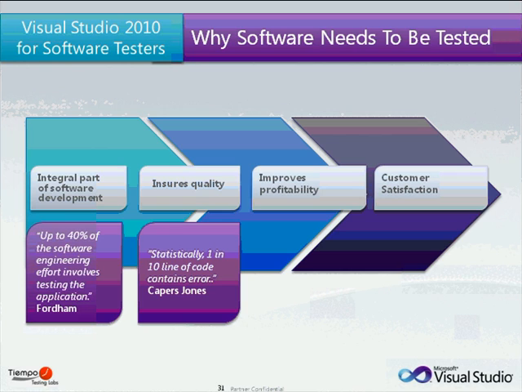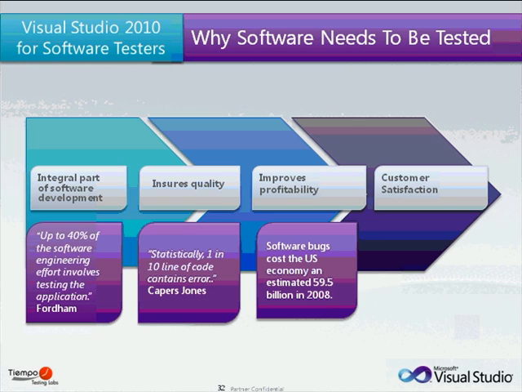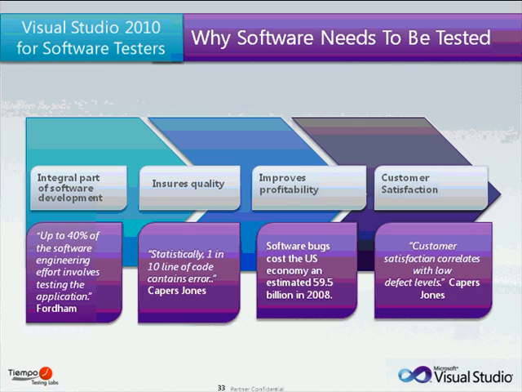Testing ensures quality. It's well documented that there's at least 1, and some say 1.5, errors in every 10 lines of code. Profitability is a hard number to gauge, but the simple fact is that when customers are satisfied and the software works, there's going to be increased profitability. And how many times have we seen a computer error cause frustration, and companies have lost lots of money because their applications are not working. So customer satisfaction improves profitability for sure.